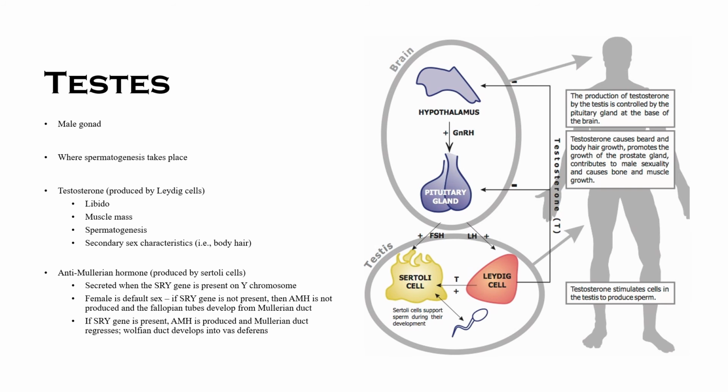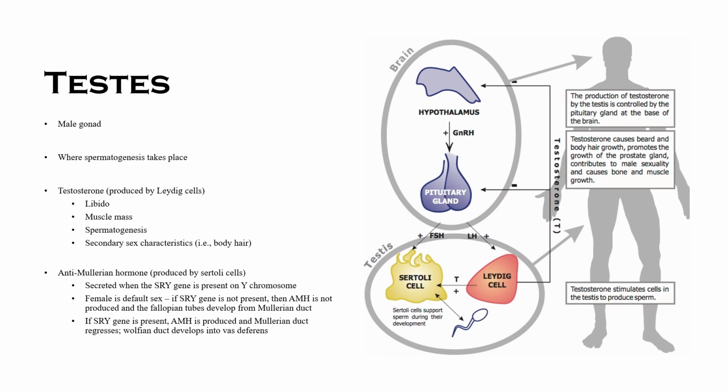So the way this works, and you guys should understand this, is that when you are developing in utero, you have both a Müllerian duct and a Wolffian duct. Okay? The Müllerian duct in females ultimately goes on to become the fallopian tube. The Wolffian duct in males ultimately goes on to become what's called the vas deferens. Now, females are considered the default sex, and here's why. On the Y chromosome, which only males have, is what's called the SRY gene. And if that SRY gene is present, the body produces anti-Müllerian hormone.